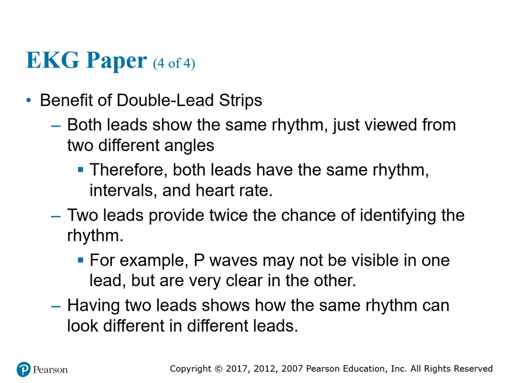The benefit of a double line strip is that both leads show the same rhythm, just viewed from two different angles. Therefore, both leads have the same rhythm intervals and heart rate. Usually when we see a double line, I tell the students to pick the line you can see the clearest, because either one will give you the same PR interval, QRS complex, and QT interval calculations. It's just which one you can see a PQRST wave more clearly on.